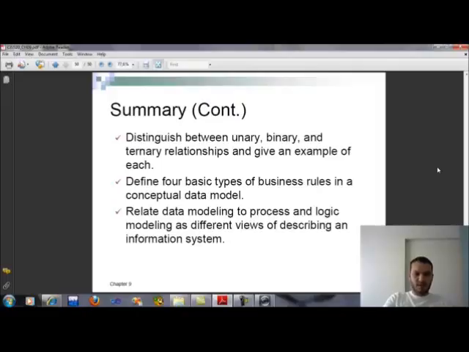And what's the summary? The summary: distinguish between unary, binary, and ternary relationships, and give an example of each. Define four basic types of business rules in a conceptual data model. Relate data modeling to process and logic modeling as different views of describing an information system.